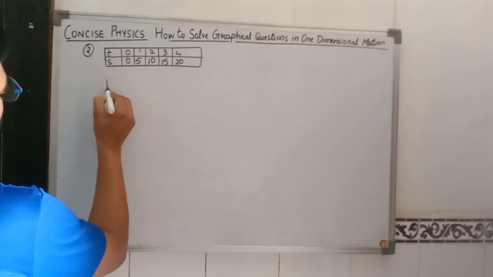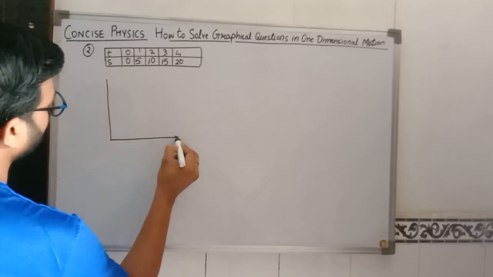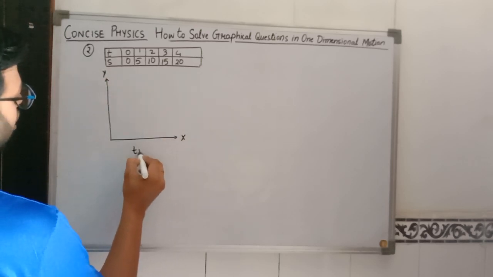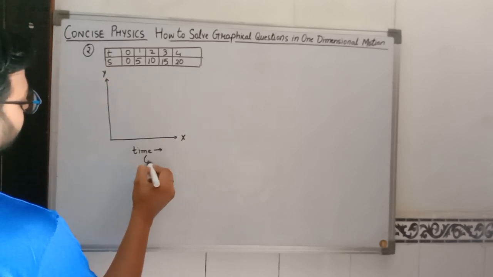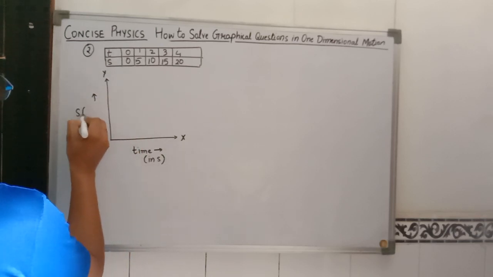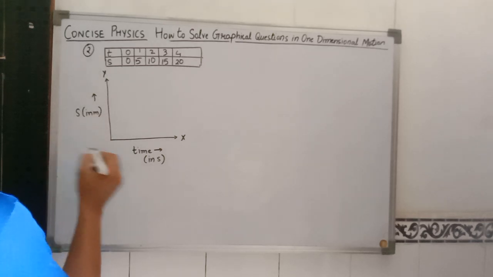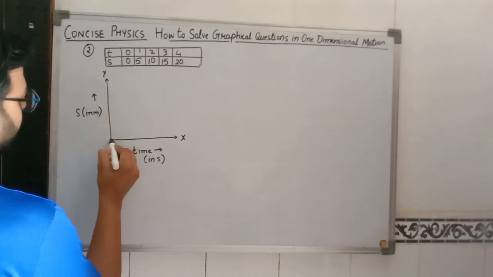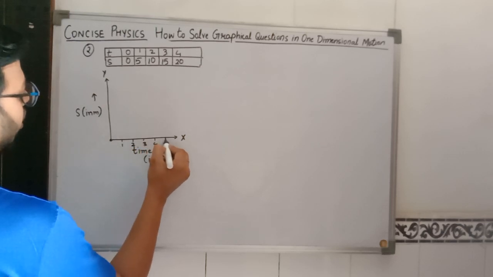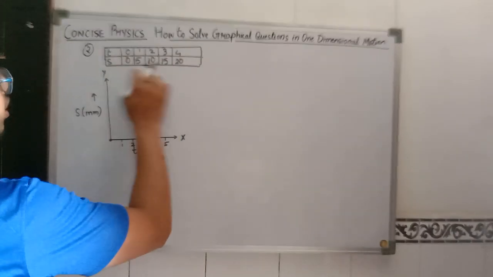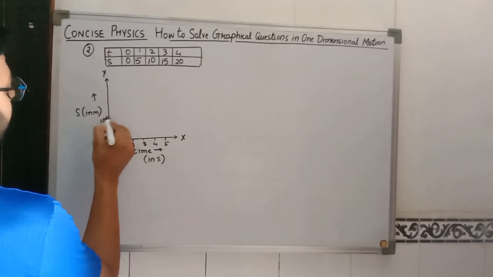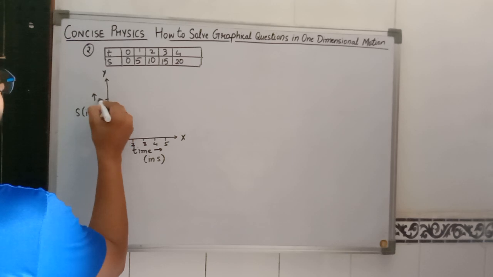So first of all we have to make a graph. We have made two axes. This is the y axis and this is the x axis. We know very well that on the x axis we represent time in seconds and on the y axis we show the displacement in meters. So this is 0, 0, this is 1 second, 2, 3, 4, 5. All the displacement values are multiples of 5, so it is better to mark multiples of 5 on the y-axis.